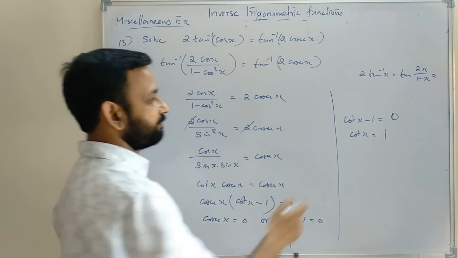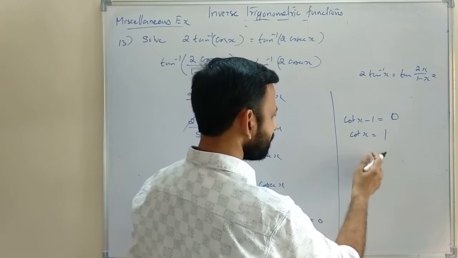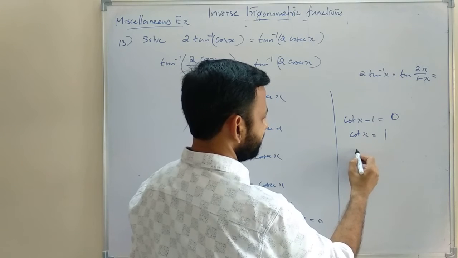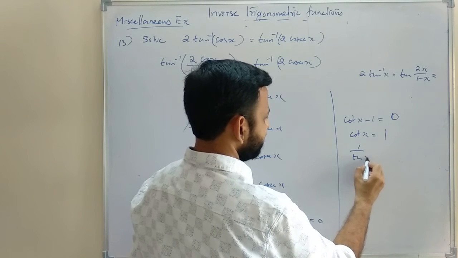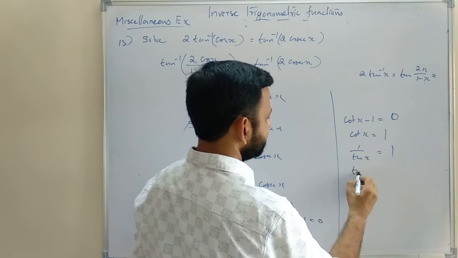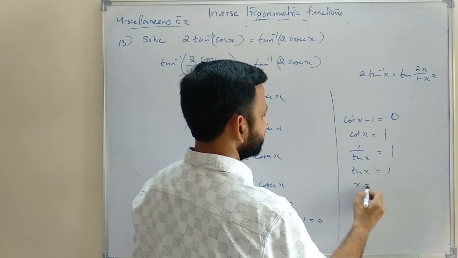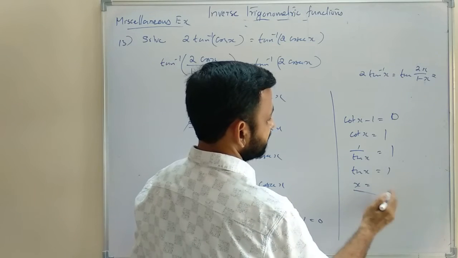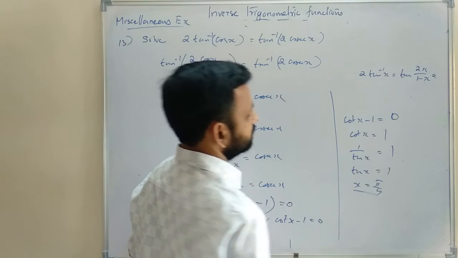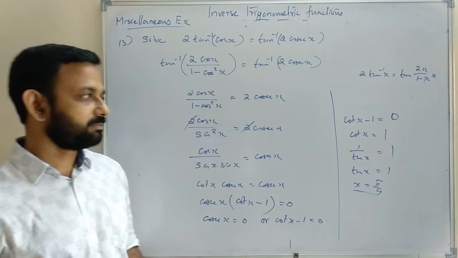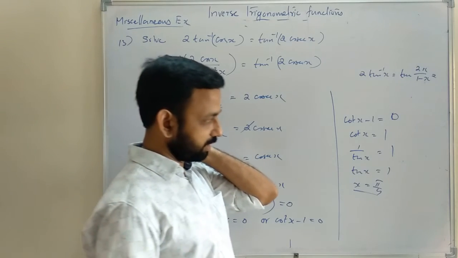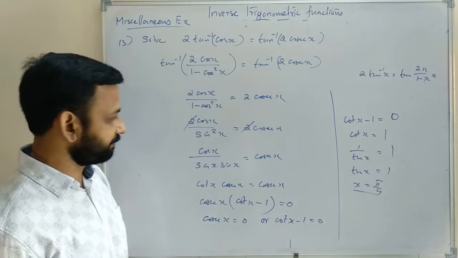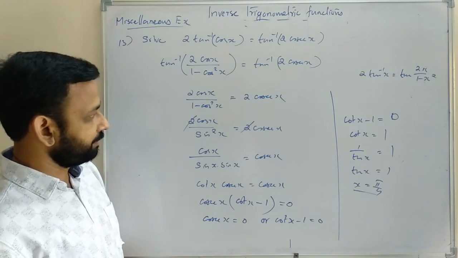So we can write the reciprocal: cot x is 1 by tan x. 1 by tan x is equal to 1 by 1, that is 1. So tan x is equal to 1. Therefore x is equal to pi by 4. Cot x is equal to 1, that is 1 by tan x is equal to 1. So tan x is equal to 1. Therefore x is equal to pi by 4. So the value of x is equal to pi by 4.